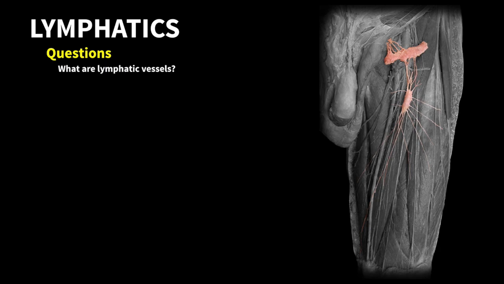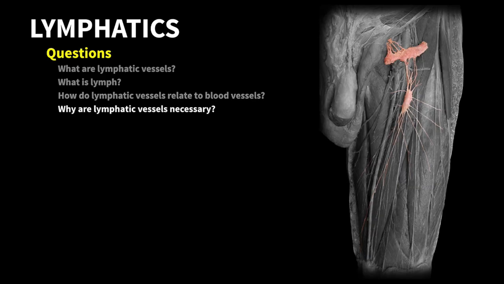What are lymphatic vessels? What is lymph? How do lymphatic vessels relate to blood vessels? Why are lymphatic vessels necessary? As we explore the answers to these questions, you will learn the critical role the lymphatic vessels play as an essential accessory drainage system to maintain the blood volume by returning the excess fluid lost from the blood during capillary filtration. Let's begin by establishing the problem.